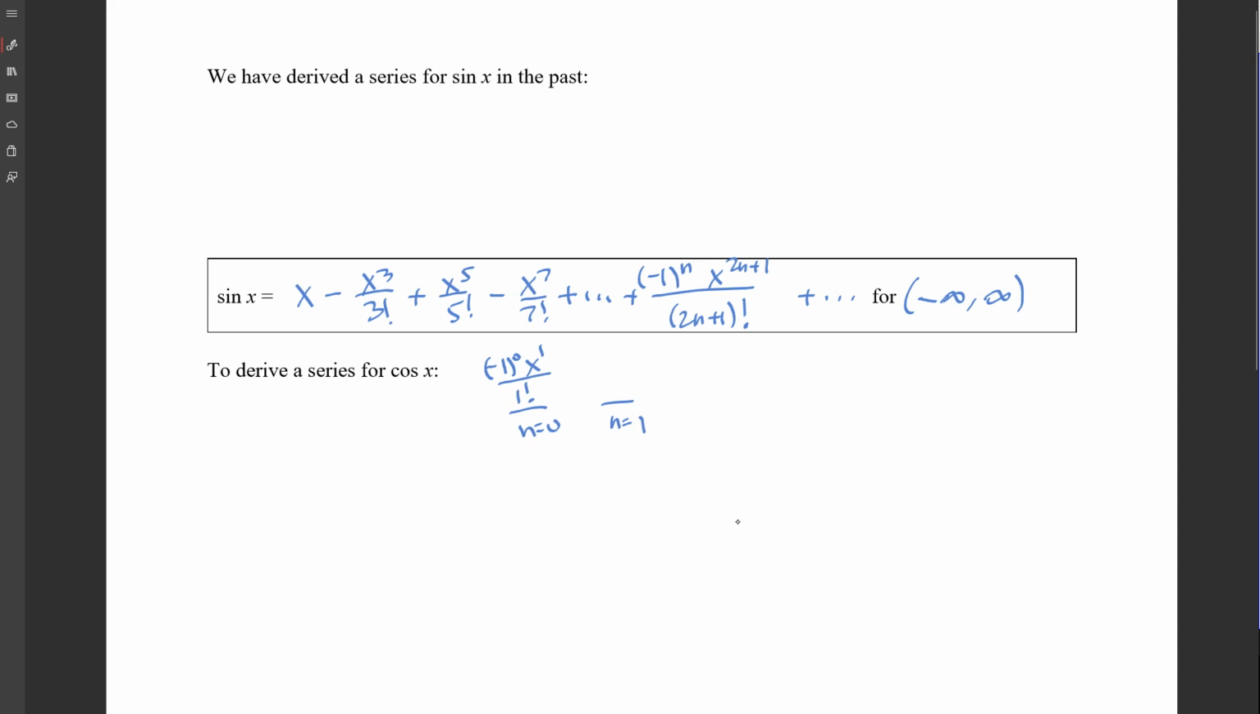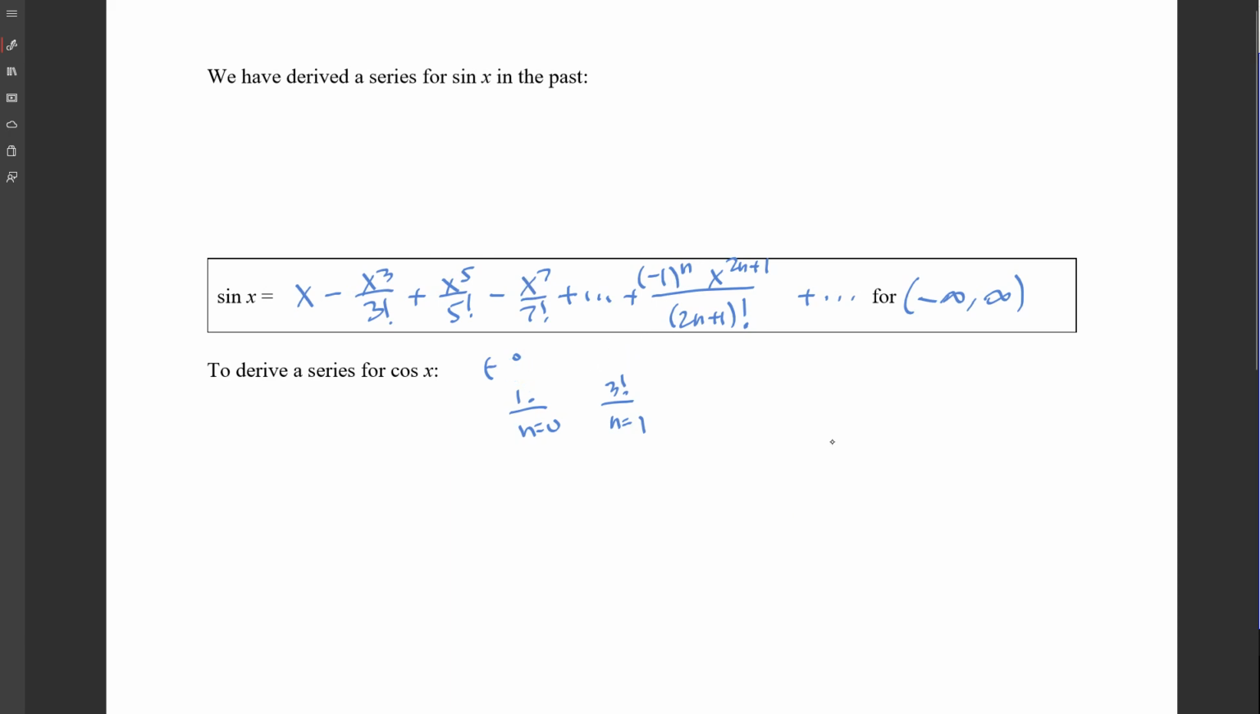What if n is equal to 1? I would get negative 1 to the first power, which is actually negative 1, times x to the third power over 2n plus 1, which is 3 factorial, and that actually does look the same as this negative x cubed over 3 factorial. And so we can go on, but this is going to check out starting at n equals 0. And n can start at 0, it can start at 1, it can start at 2, as long as it increments and it makes sense.